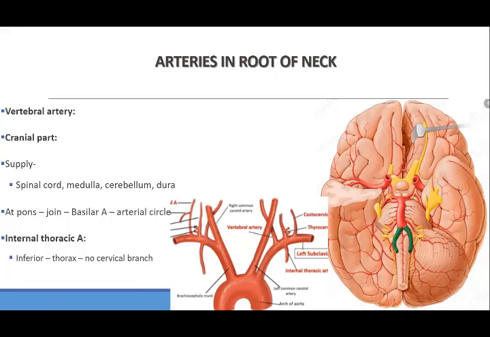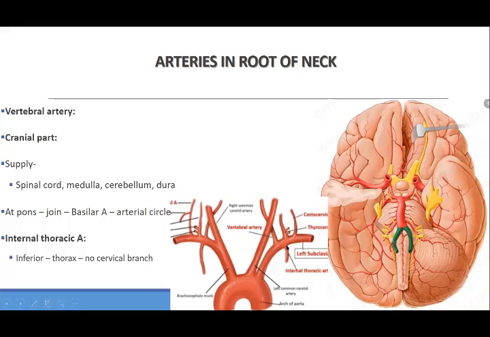Is this clear? Just remember that the two vertebral arteries join together at the lower border of the pons, or upper border of medulla, or the junction between the pons and medulla, it is the same thing. Okay? So it then forms the basilar artery. That is where I think we should wind up the vertebral artery.